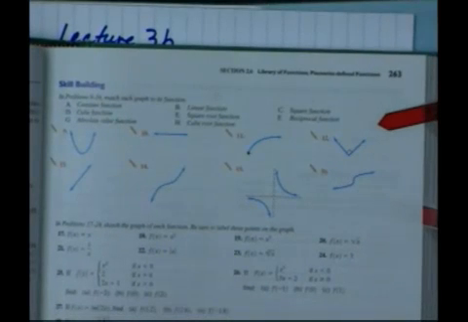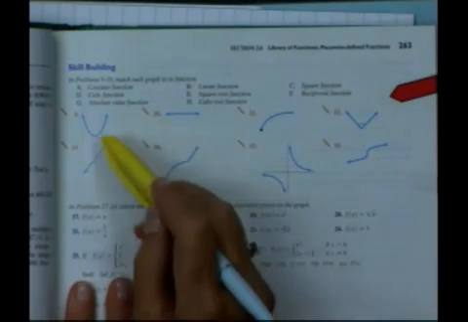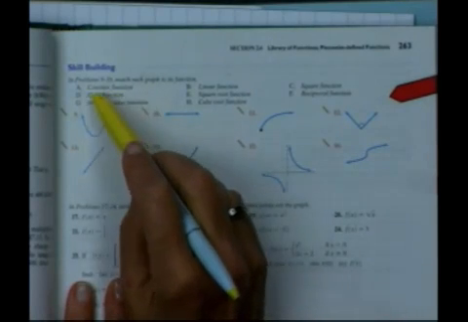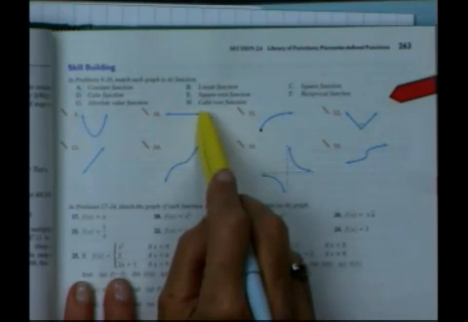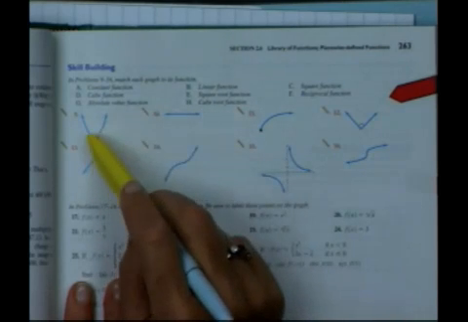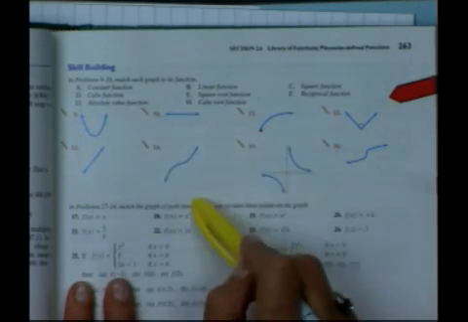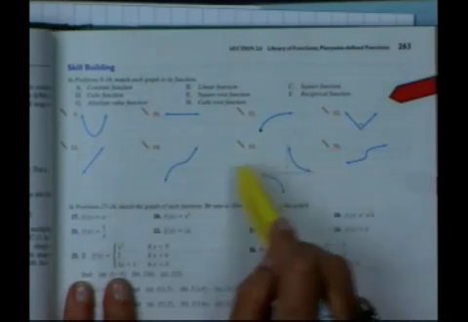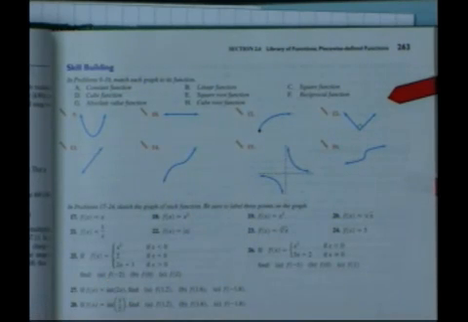The exercises on page 263 at the top. What you're supposed to do is look at A through H and identify, just by the shape, which one of these is a constant function, which is linear, which is a square function, whatever. So take a second and jot down what you think.